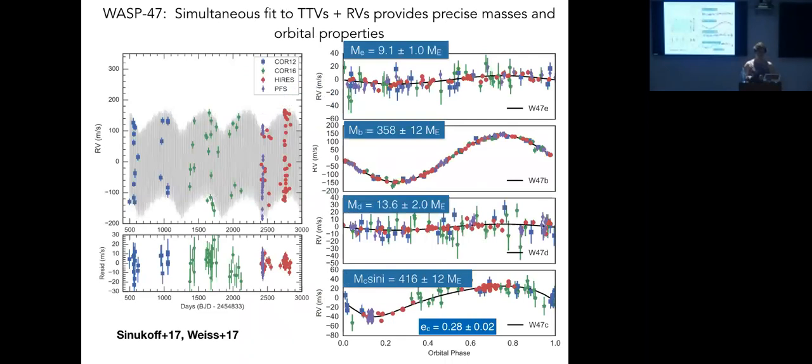So in this system, RVs were able to come to the rescue, and we used radial velocities from 4 different spectrographs, including Keck-HIRES, to characterize the planet masses.